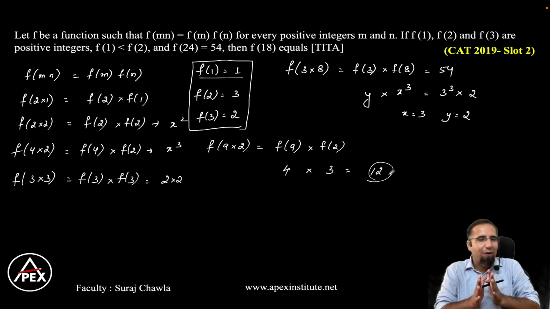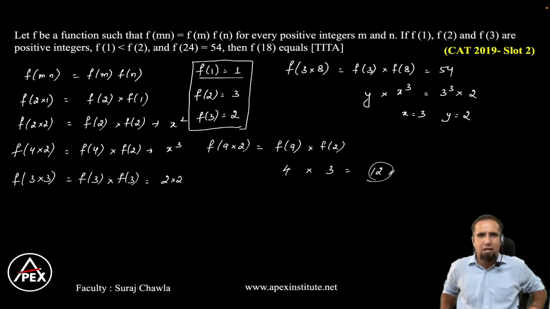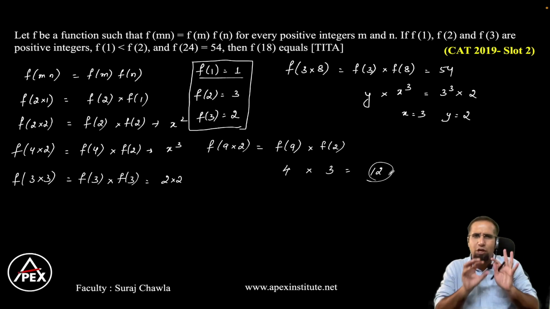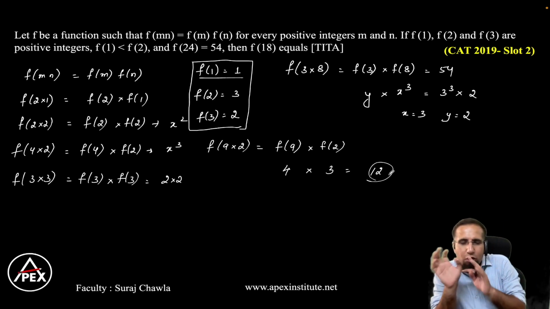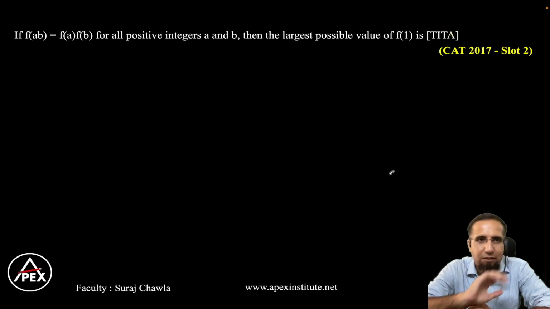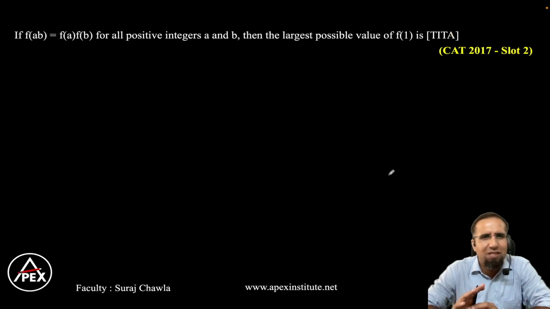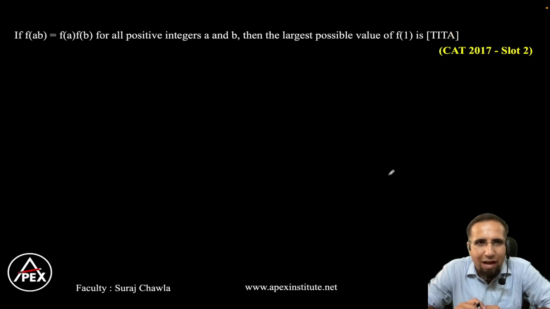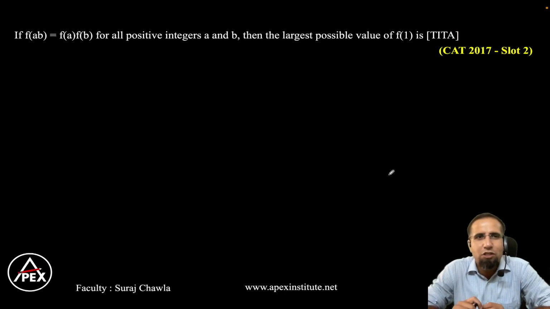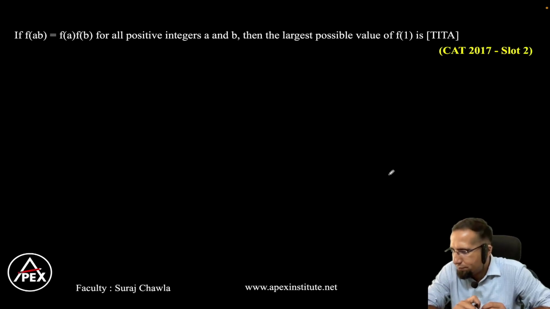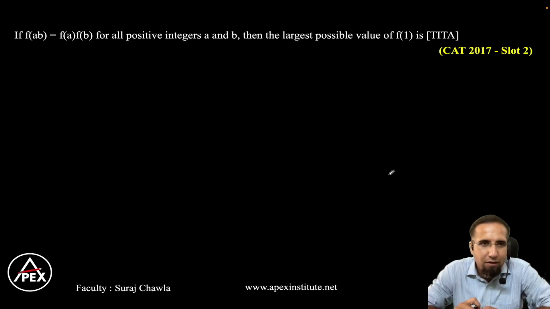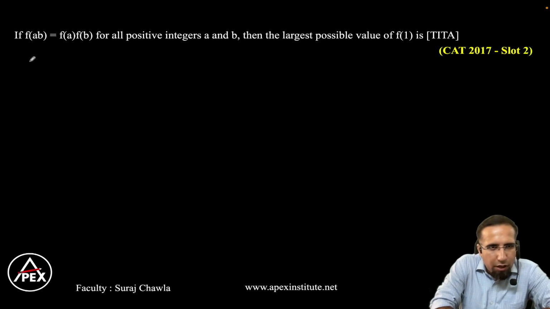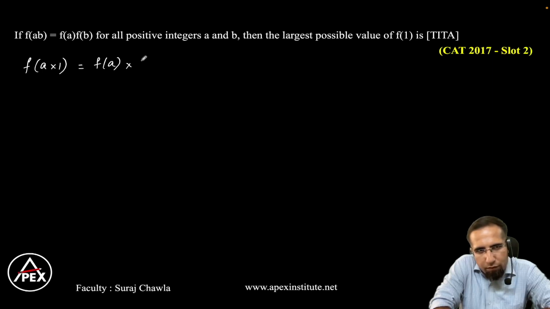So again, not a difficult question here, guys. All we need to understand is how do we attack functions, how do we use the function input values to get the desired output as asked in the question. Now this is the easiest question, clear, given to us. I want the value of the largest possible value of f of 1. Clear, right? Now if I write f of a into 1 is equal to f of a into f of 1.